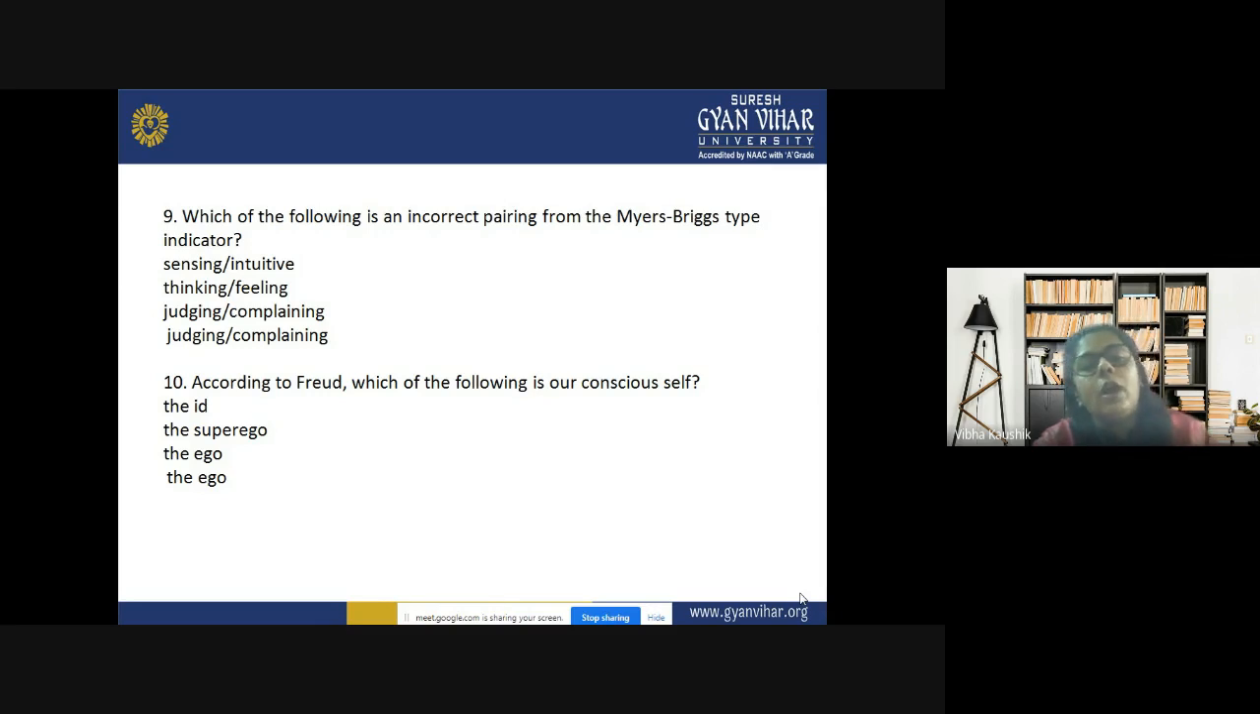Now the tenth one, according to Freud, which of the following is our conscious self? Now the options are the id, the superego, or the third one is the ego. So the correct answer is option C, the ego, as the ego is related or concerned with reality.